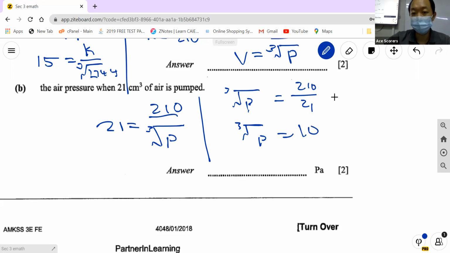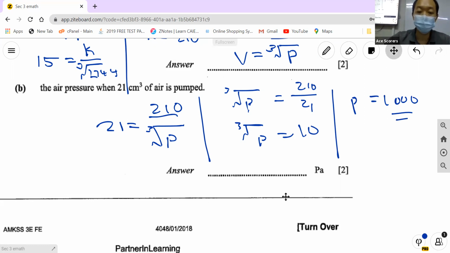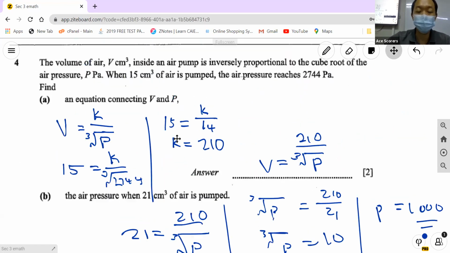It's 10. So P equals 1000. A cube, both sides, 1000. Next one. So this is direct inverse proportion.